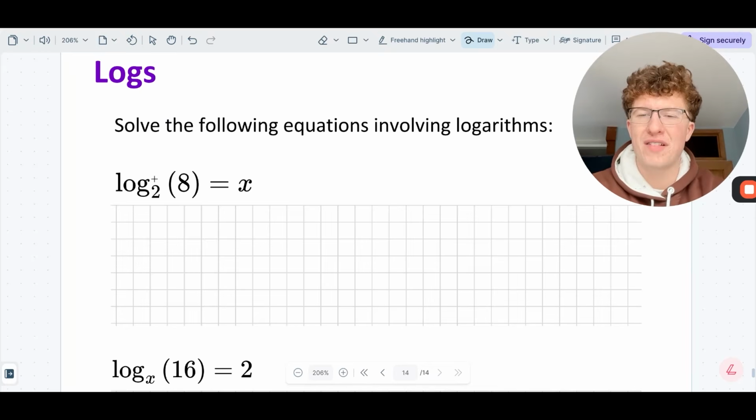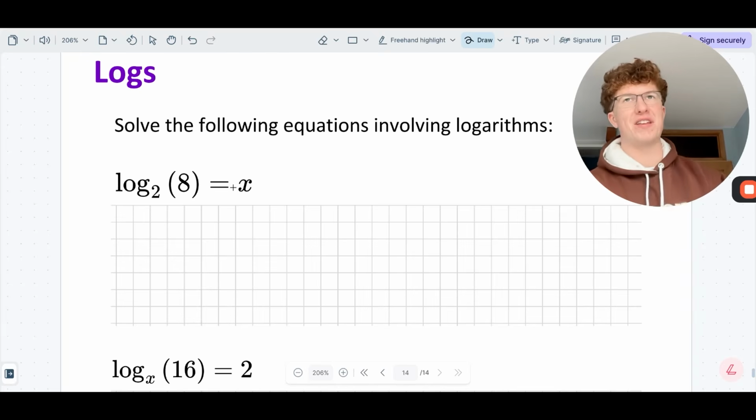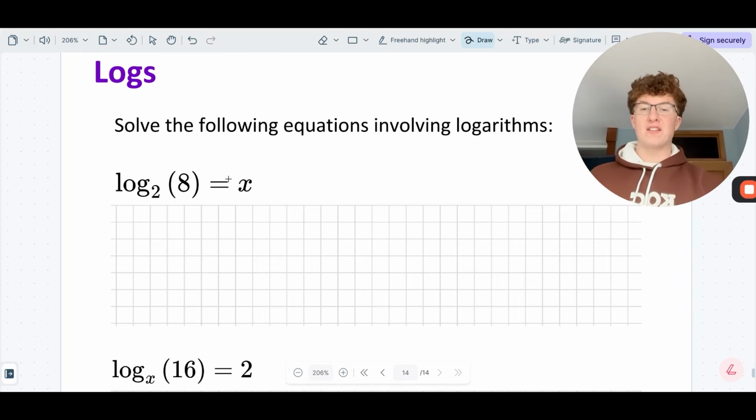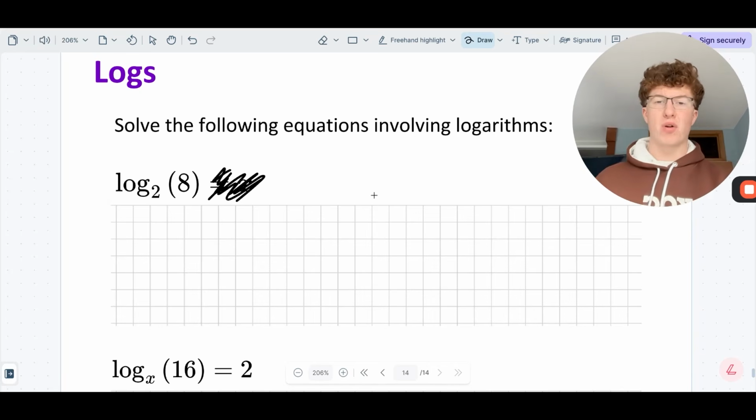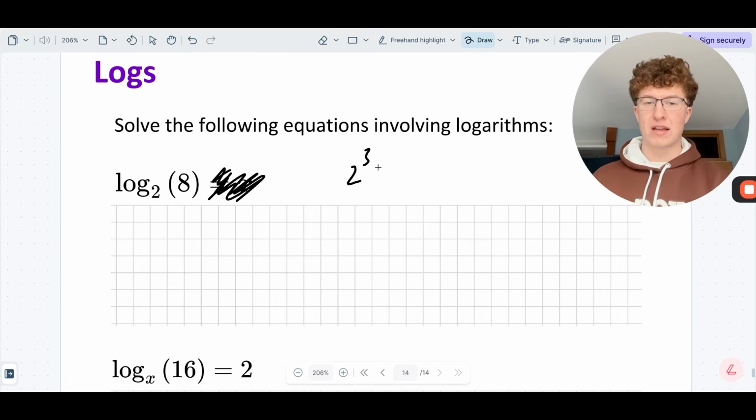So if we have log to the base 2 of 8 is equal to x. Let's ignore this equals to sign here. Log to the base 2 of 8. What that says in English is, what do I put 2 to the power of to get 8? And if I was to ask you, what do I put 2 to the power of to get 8? You would just say, 3, because 2 to the power of 3 is 8. 2 times 2 is 4, and by 2 is 8.